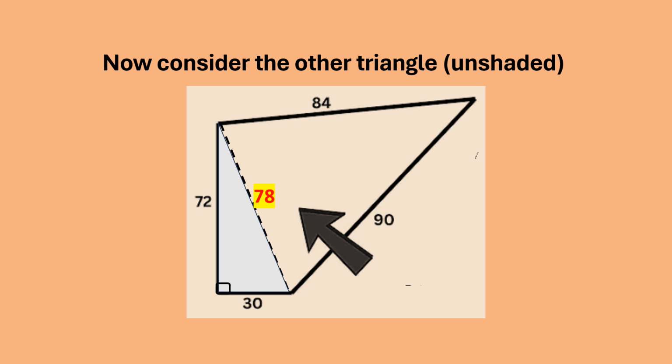Now let us concentrate on the unshaded triangle, which is a scalene triangle. And now we know all three sides of the scalene triangle. 84 and 90, these two sides were given, and the third side, the dotted line, we calculated as 78. So we have a scalene triangle where the sides are 84, 90, and 78, and now we have to calculate the area of this scalene triangle.